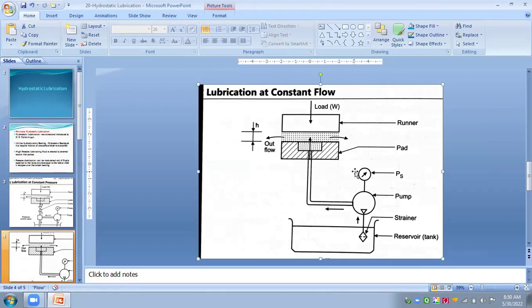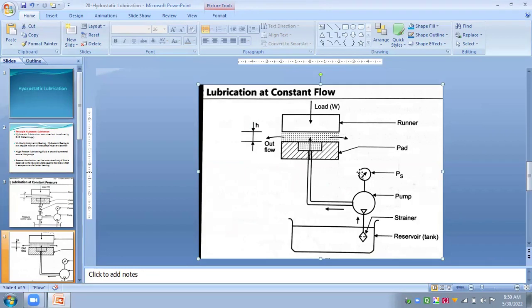Hydrostatic systems have some advantages. They can take high load at extremely low speeds, and have low frictional characteristics, high stiffness, good damping characteristics, high positional accuracy, etc.